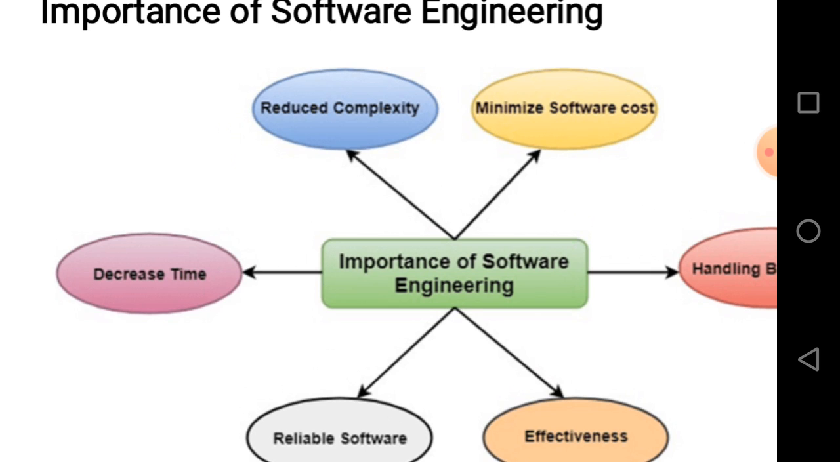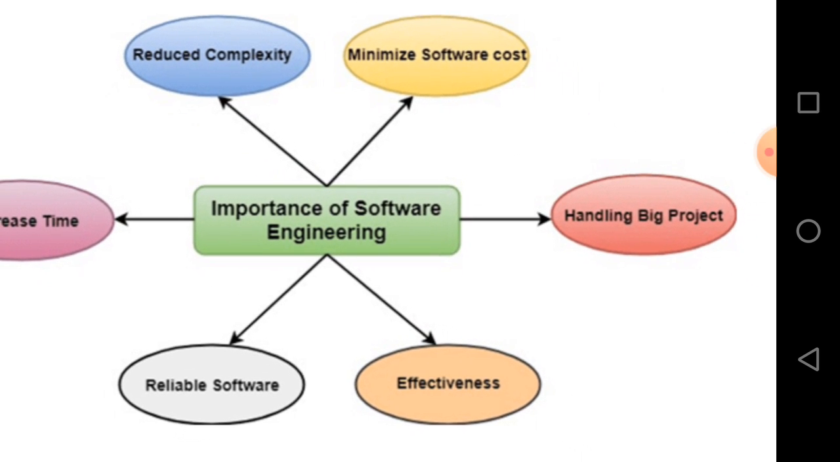It reduces the complexity of our software. Second, it minimizes our software cost. Third point is handling big projects. It is useful for handling big projects. If we handle a big project, we require a particular procedure or some models of software engineering to develop a particular type of software. So it is very useful for handling big projects.